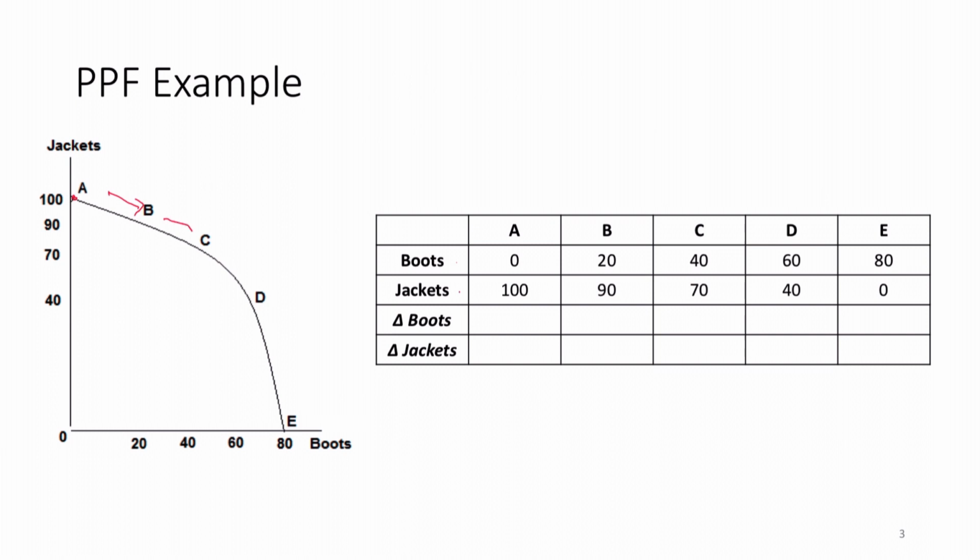From point B to point C, again, producing more boots, but slightly less jackets. C to D, again, more boots, but less jackets. And point D to point E, now we're producing only boots and no jackets at point E. So now what you can notice is that as we produce more boots, that's telling us that we have to produce less jackets.